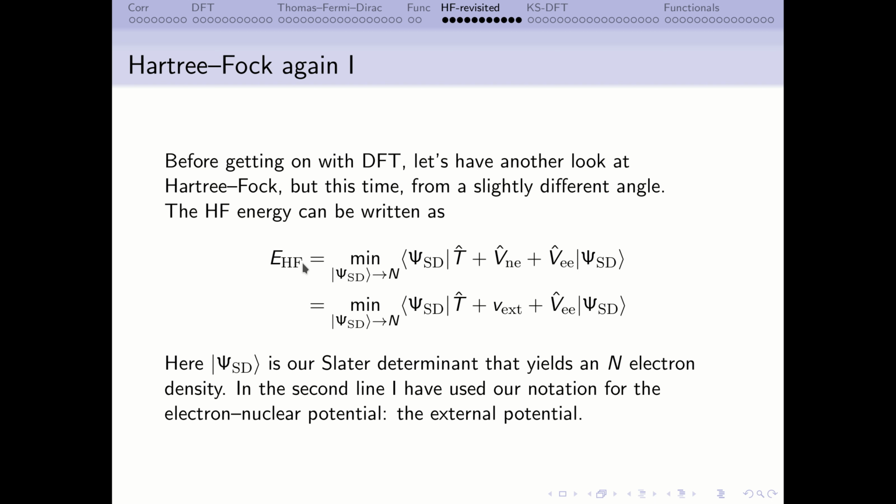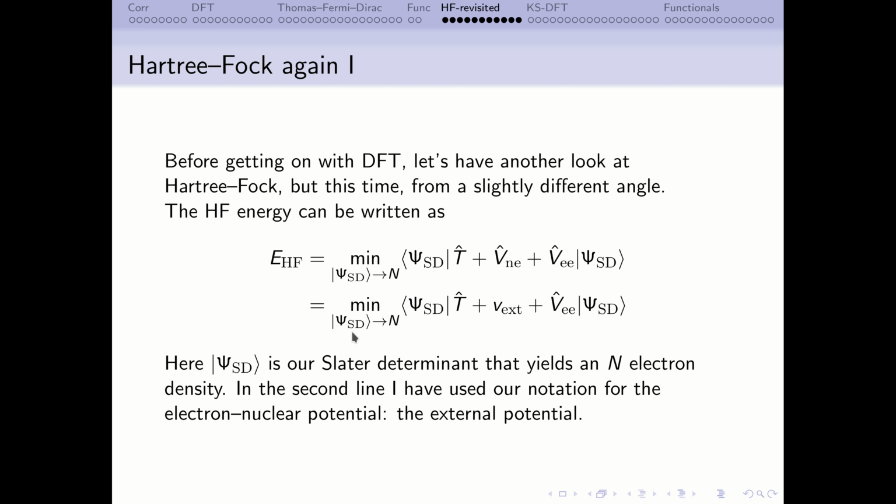So in the language of the constraint search method of density functional theory, which we looked at, what we're doing is finding the minimum over all Slater determinants. That's what the SD stands for here, or single determinants, which correspond to n electrons. So we're searching through the n electron space of antisymmetric single determinants. Nothing else. That's our Hartree-Fock ground state.